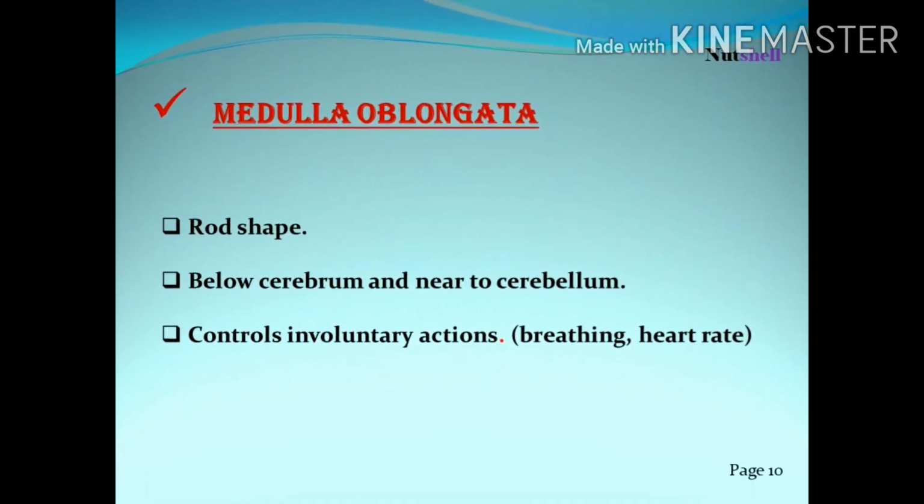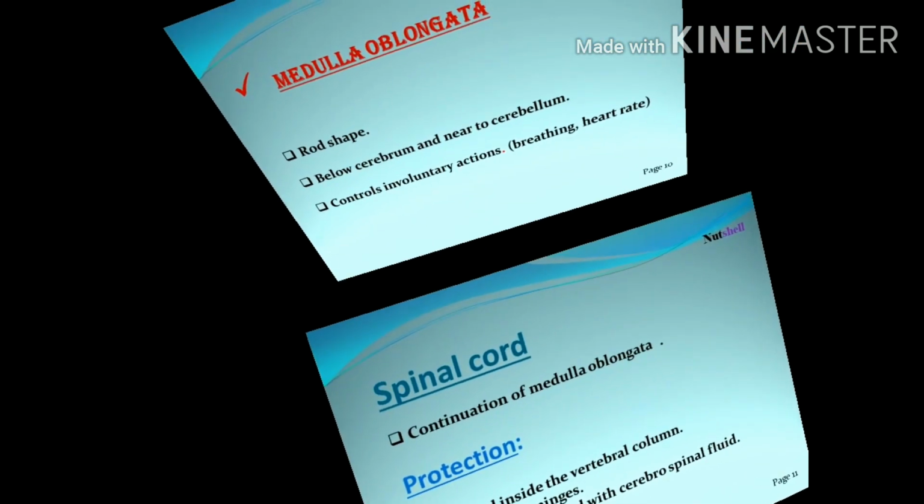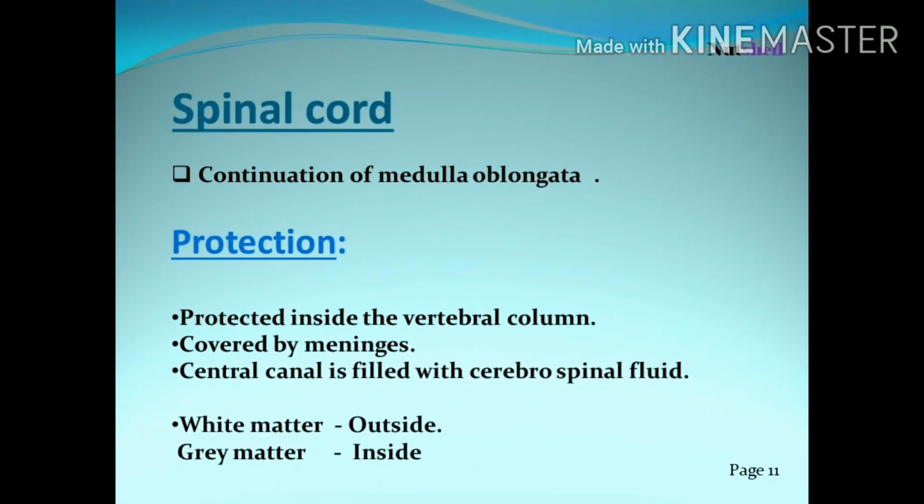The next part is the medulla oblongata. It is a rod-shaped structure seen just below the cerebrum and near the cerebellum. It controls all the involuntary actions like breathing, heart rate, etc. Next is the spinal cord. It is the continuation of the medulla oblongata.